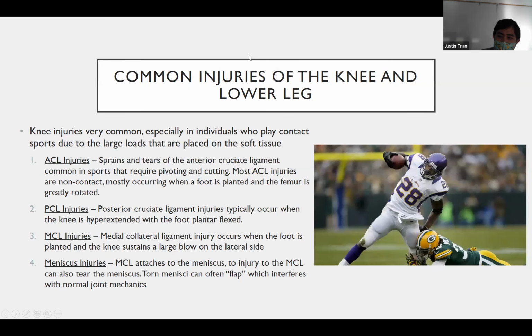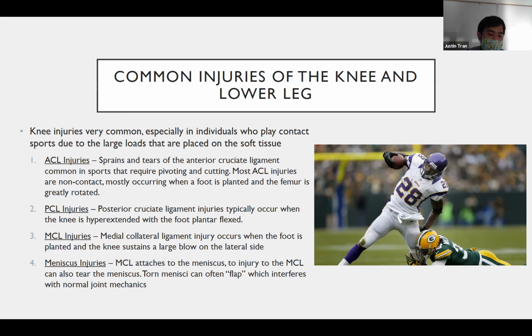So let's talk about the knee and the lower leg, because these ones are actually really common. What you can see right here is a common situation in football. A lot of times when football players get tackled, they get tackled from their lower legs, just because it's kind of an easier tackle to make. But from a biomechanics standpoint, something like this is actually really scary because you can very easily injure your knee. So let's go through the most common knee injuries that you can have, and talk a little bit about how they can happen.